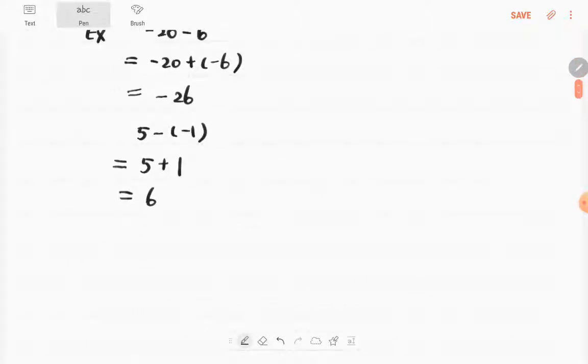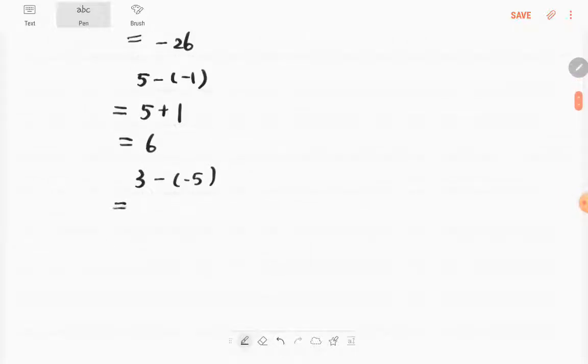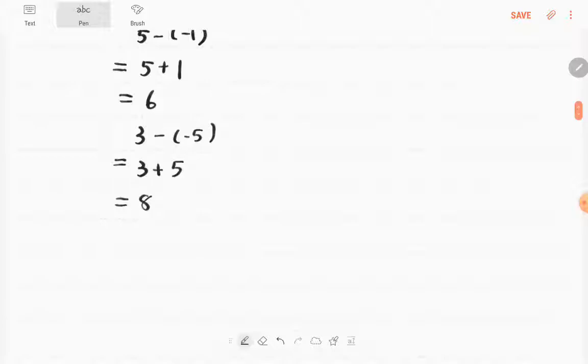Okay. Let's check another one. For example, we talk about 3 minus negative 5. We can treat it as 3 minus one number equals plus the opposite of negative 5. So that's positive 5. So it's 8. No matter if it's a whole number or fraction or decimal, we can always use the same rule because they are all real numbers. All real numbers follow that rule.